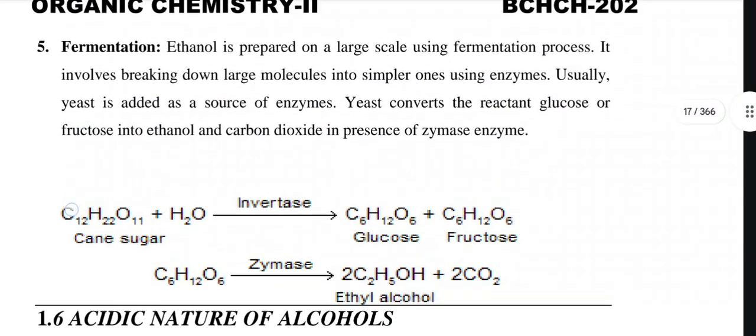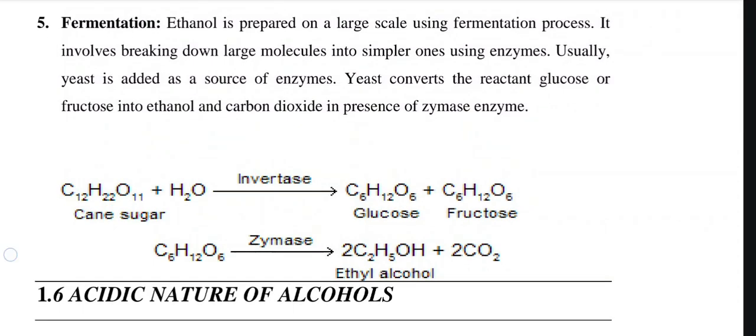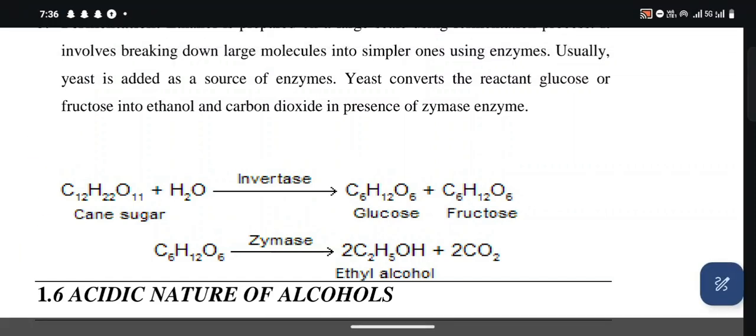Sixth is by fermentation. Ethanol is prepared on a large scale by using the fermentation process. It involves breaking down large molecules into simpler ones using enzymes. Yeast is added as a source of enzyme. Yeast converts the reactant glucose or fructose into ethanol and carbon dioxide in the presence of the zymase enzyme.